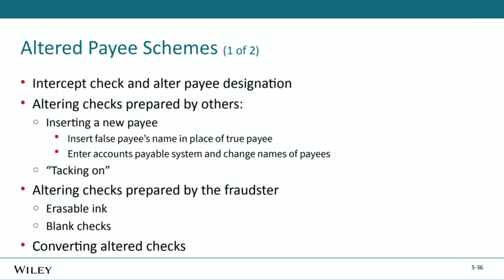Okay, now the altered payee scheme. So you got a check. It's made out to somebody, and you want to take that check, and it's a check for $10,000. Ooh, I wish I could put my name on that check.